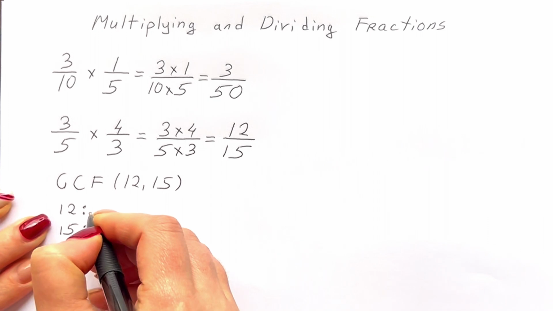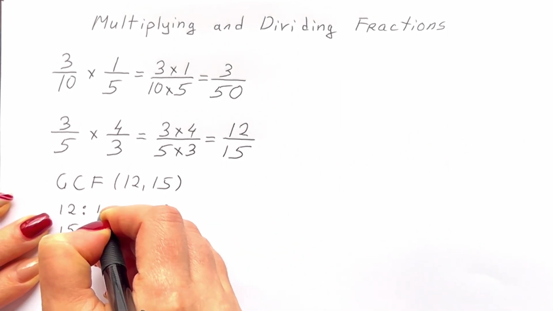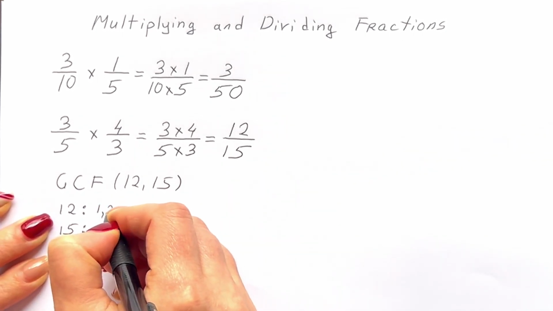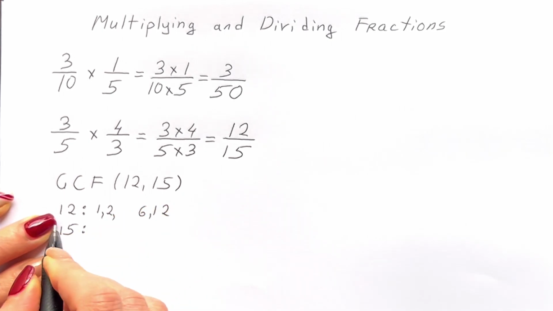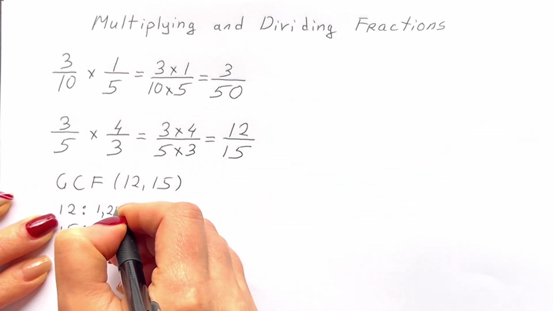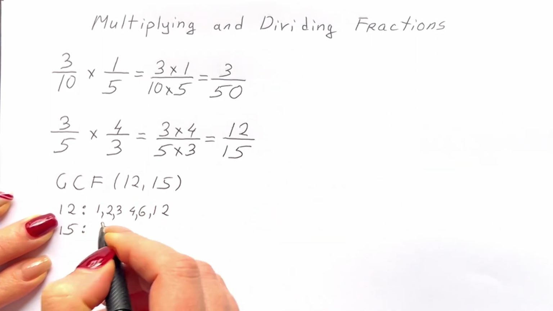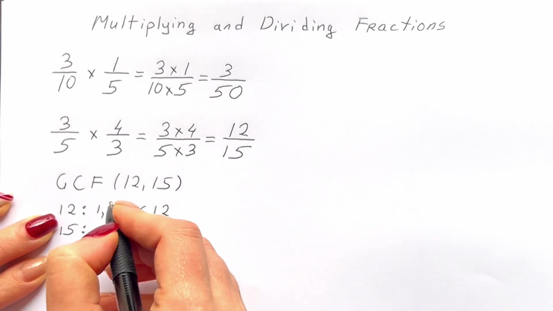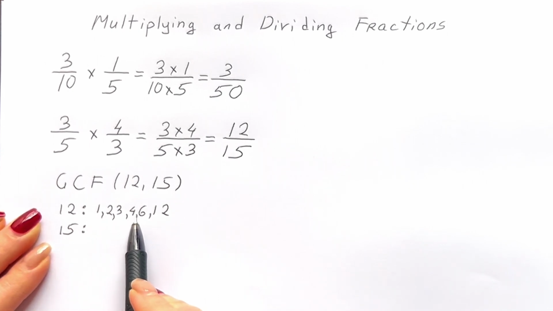12 is divisible by 1. 1 times 12 is 12. Then, is 12 divisible by 2? Yes. 12 divided by 2 is 6. Then the next, is 12 divisible by 3? Yes. 3 times 4 is 12. Then the next number is 4. I already checked it. So the factors of 12 are 1, 2, 3, 4, 6, and 12.